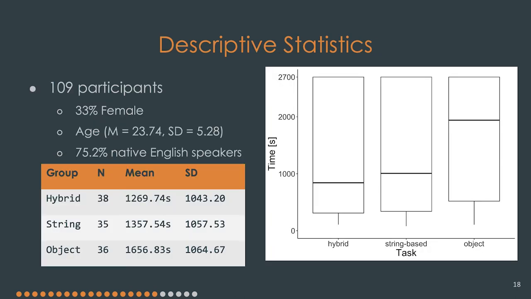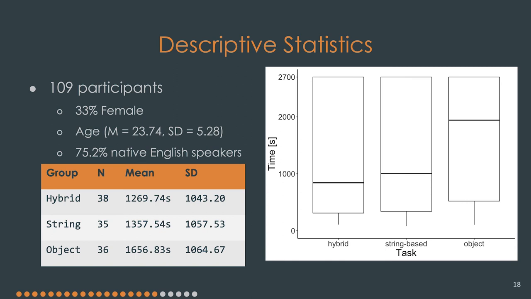And then we come to results of the actual experiment. We had 109 participants that finished the experiment. 33% of those were female. The mean age of participants was 24. 75% of the people were native English speakers. And as you can see in the box plot on the right side, we had about an even performance for our hybrid and string-based groups.